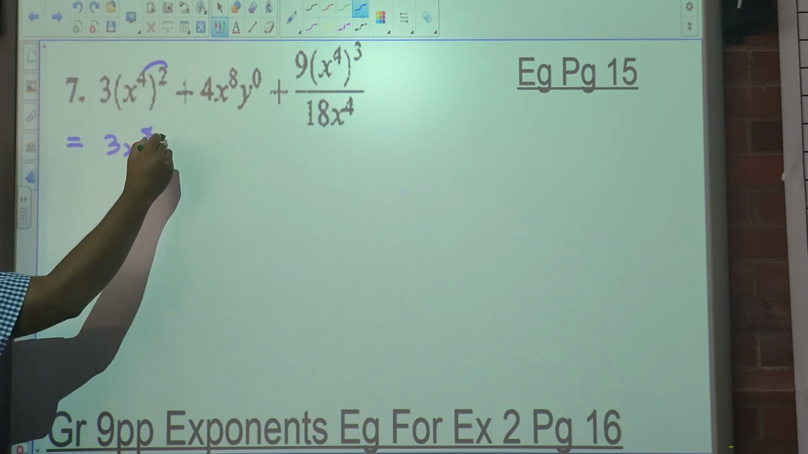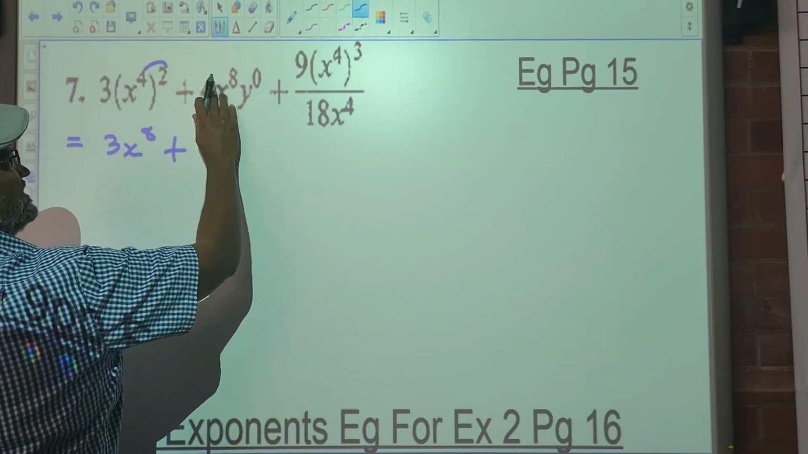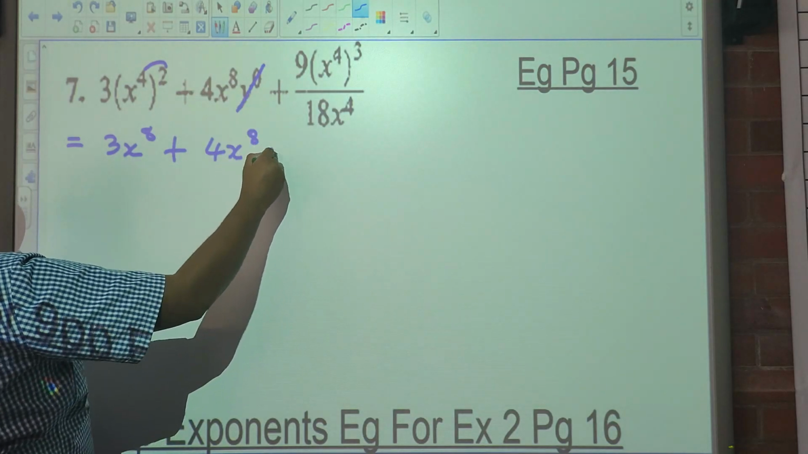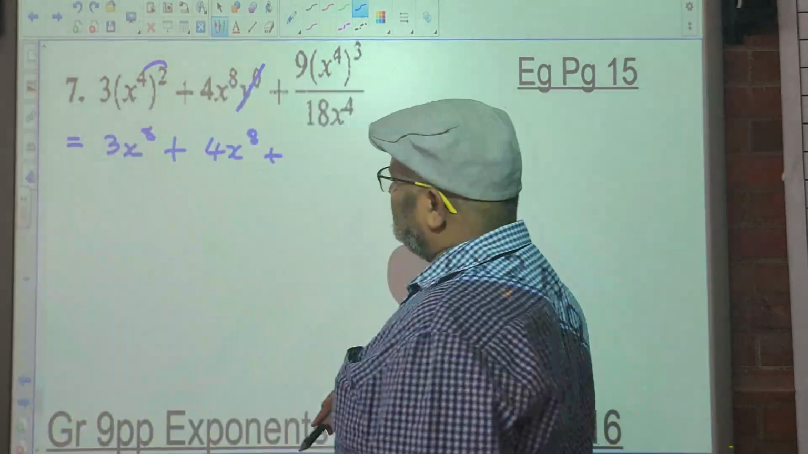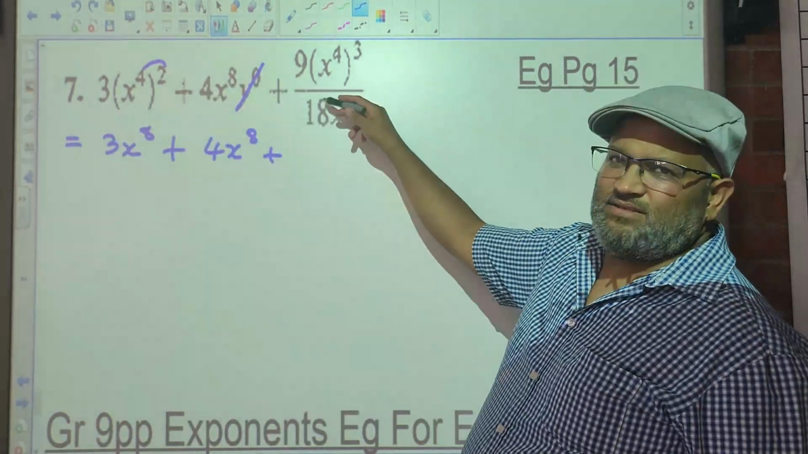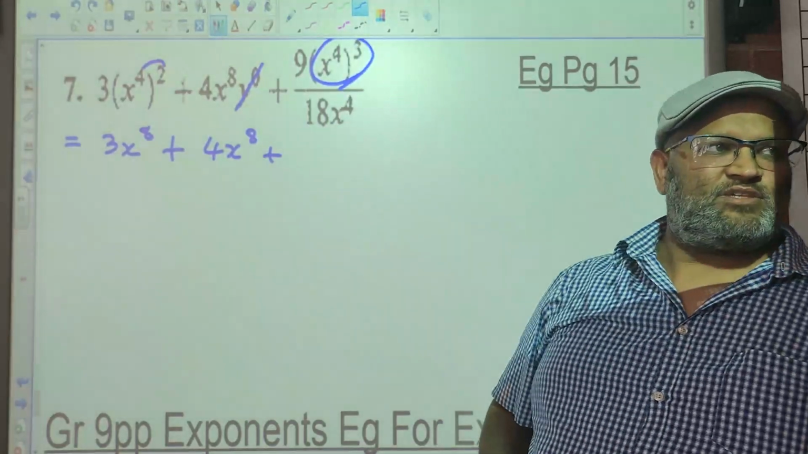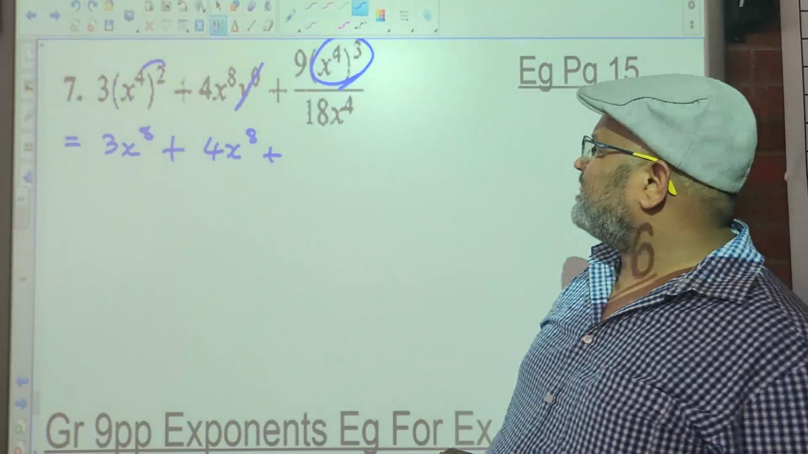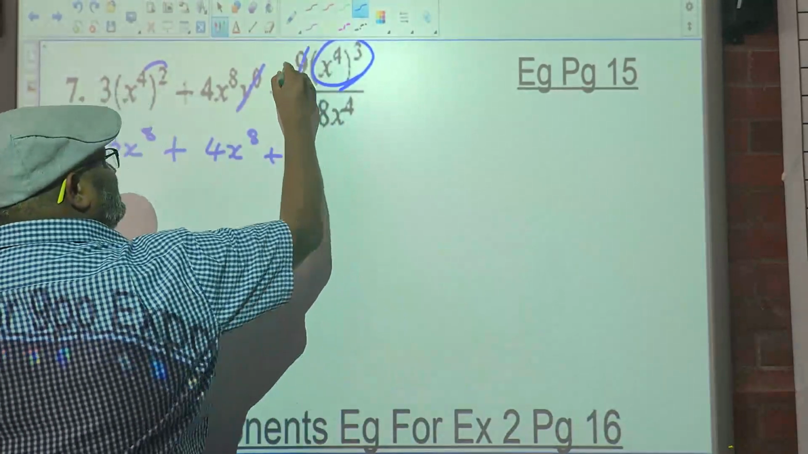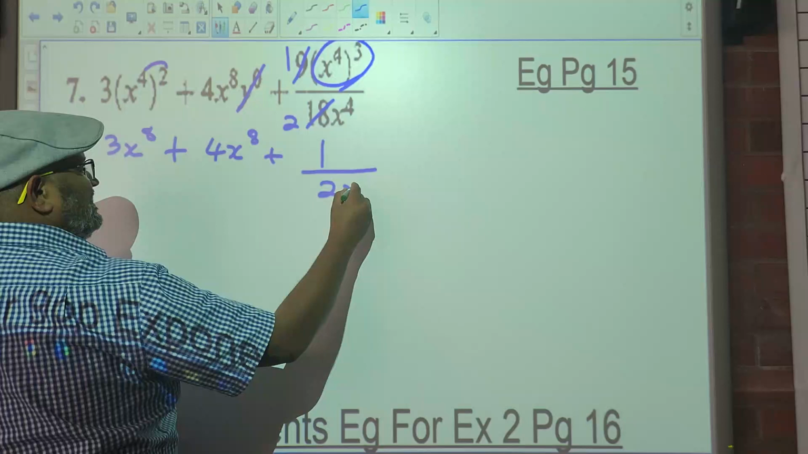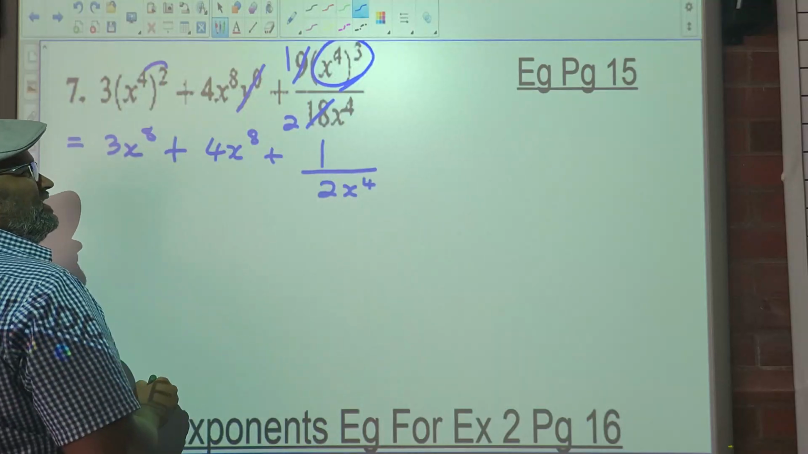3x to the 8, because 4 times 2 is 8, plus 4x to the 8, because anything to the power 0 is 1. What must be done first here? We multiply the exponent. So 9 can go into 9 once, 9 going into 18 twice, so it's 1 over 2. The x to the 4 will remain in the denominator for now.